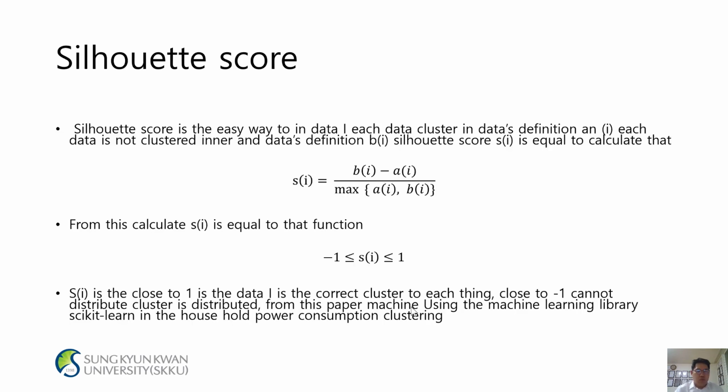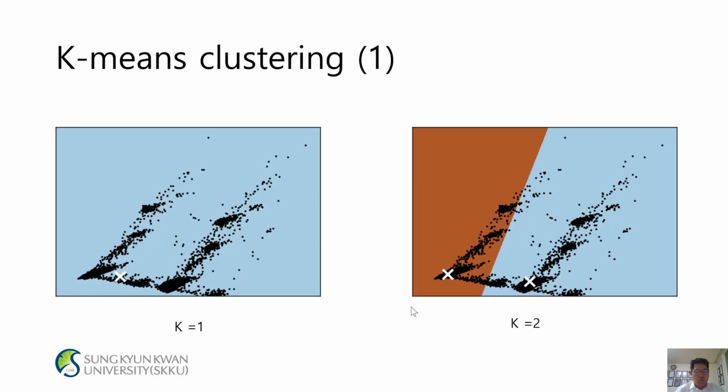Silhouette score. Silhouette score is an easy way to define, for each data point i, how well it fits in its cluster. For each data point i in a cluster, the silhouette score s_i is calculated as s_i equals (b_i minus a_i) divided by max(a_i, b_i). From this calculation, s_i is a function between minus 1 and 1. If s_i is close to 1, the data point i is in the correct cluster. If close to minus 1, it is not distributed correctly to the cluster. In this paper, we use the machine learning library scikit-learn for the household power consumption clustering.